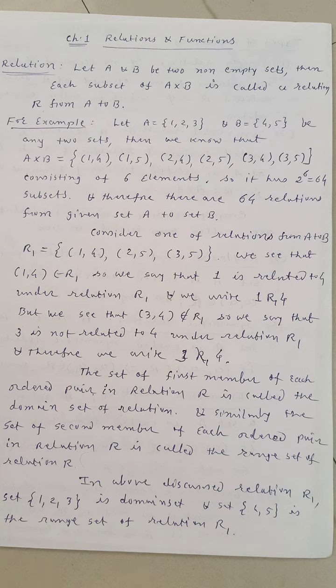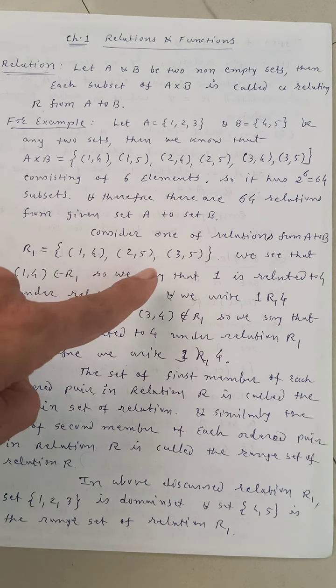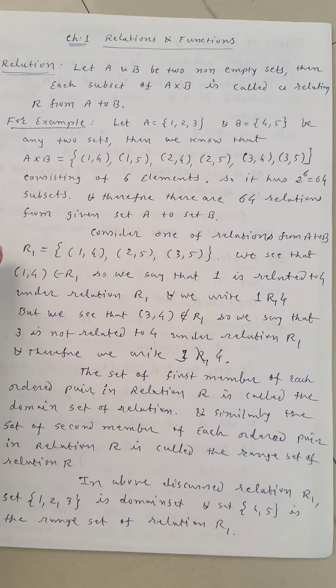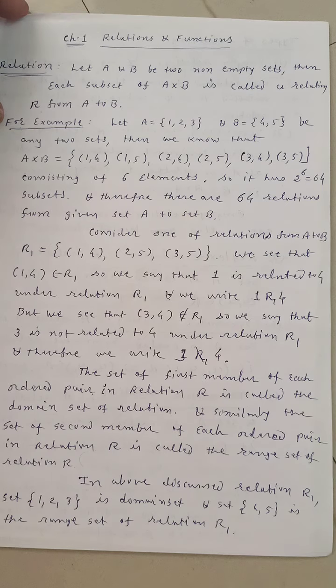Clear? Okay. Now in the above discussion we chose relation R1 equal to {(1,4), (2,5), (3,5)}. So what is the domain set of this relation R1? It must be the set consisting of 3 members: 1, 2, 3. And what is the range set? The range set must be the set of second members of each ordered pair in R1, so they are 4 and 5. Therefore the range set of relation R1 is {4, 5}. Clear, all of you? Okay.